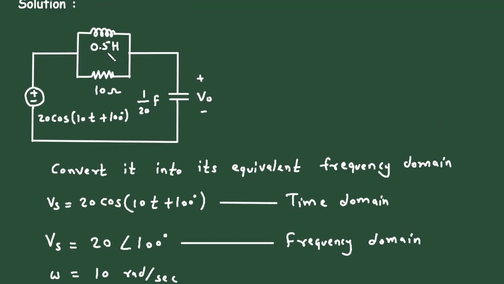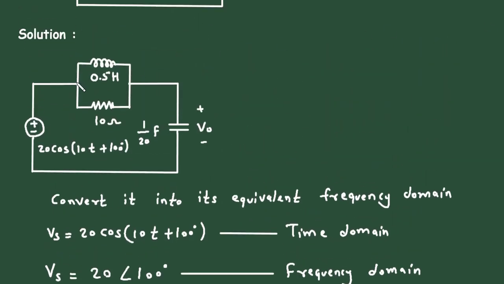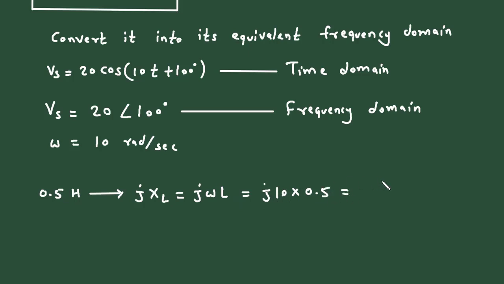Now here this is 0.5 Henry. So the value of this inductance in frequency domain will be converted like jXL. So this will be j into omega L. So this will be j into the value of omega, which is 10, and the value of inductance is 0.5. So this will be 5j.